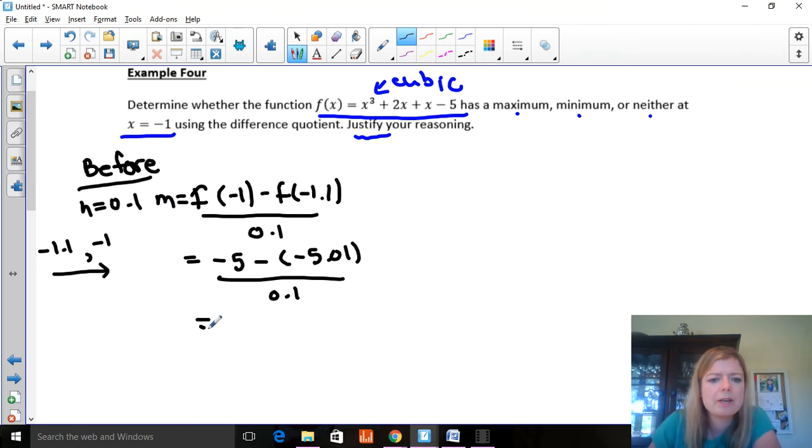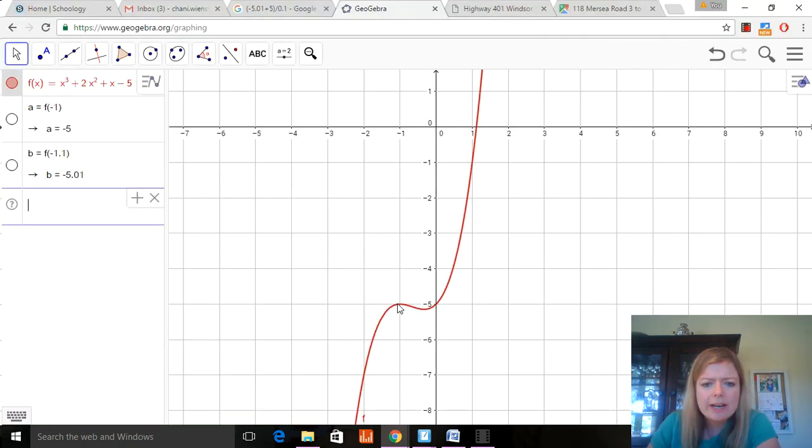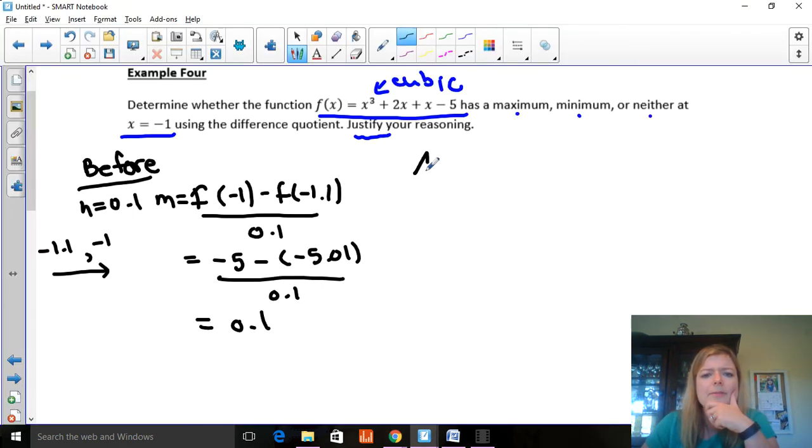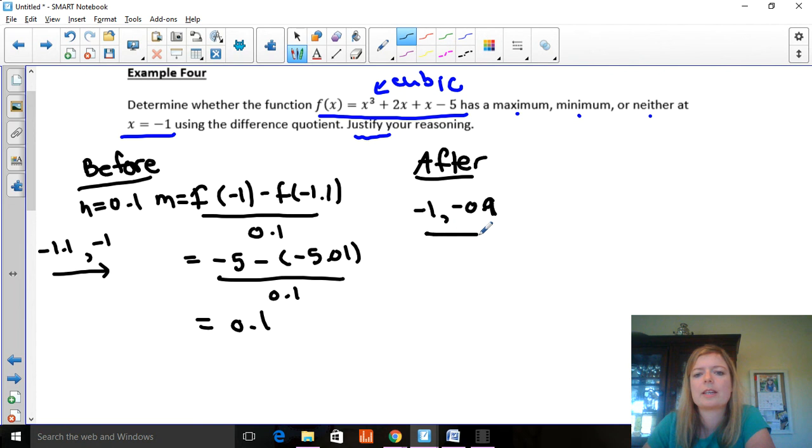So when you do this, you get 0.1. That means that the slope of the tangent right before this is positive 0.1. That matches the graph because it's going up, so it makes sense that the slope of the tangent there is positive. Now we want to do the after, so that's from -1 to -0.9. Think about it, you're looking left to right, so -0.9 is actually bigger than -1.